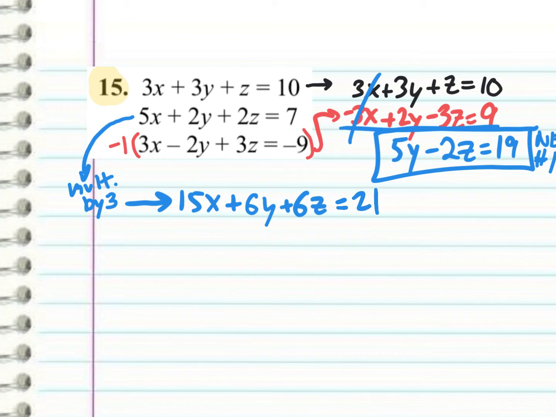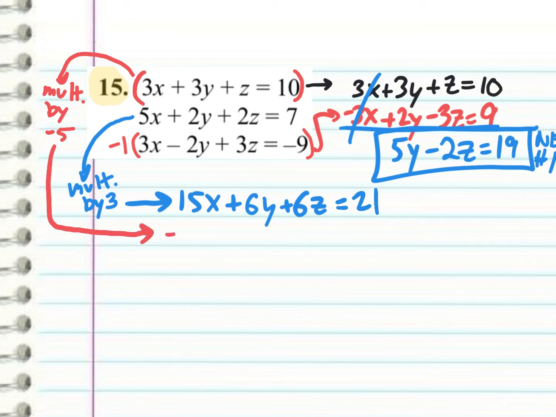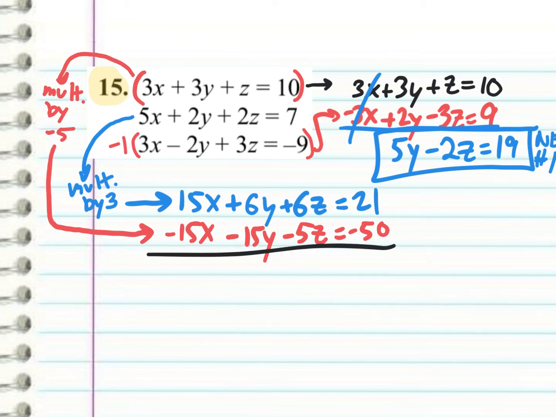Now I'm going to take the top equation and I'm going to multiply that by negative 5. So 3 times negative 5 is negative 15x. 3 times negative 5 is negative 15, y. 1z times negative 5 is negative 5z. And 10 times negative 5 is negative 50. So now we could combine these guys and eliminate that same variable x.